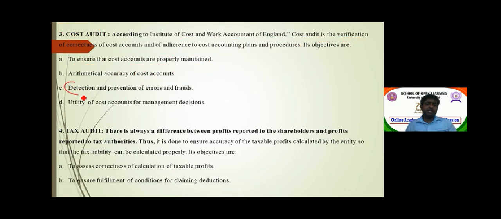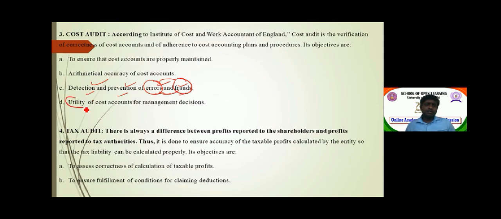Then we have detection and prevention of errors and frauds. Now, what is this detection and prevention of errors and frauds? We are always interested in estimating the accounts and financial statements from the cost perspective, but at the same time we are also interested in locating the errors and frauds from the perspective of cost accounting. All right.